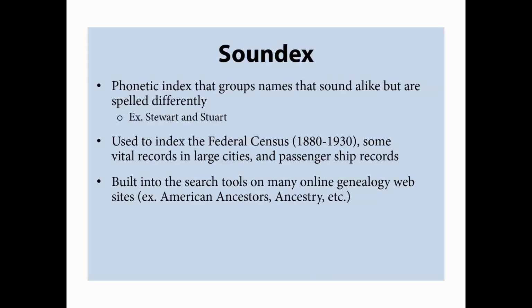Another indexing system that is built into a lot of our online genealogy websites, like American Ancestors and Ancestry, is known as Soundex. This is a phonetic index in which names that sound alike but are spelled differently are still going to show up in your search results when you're searching online and also are indexed together. Soundex was actually used to index records like the federal census.